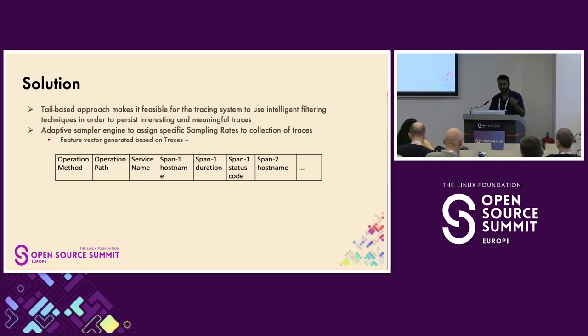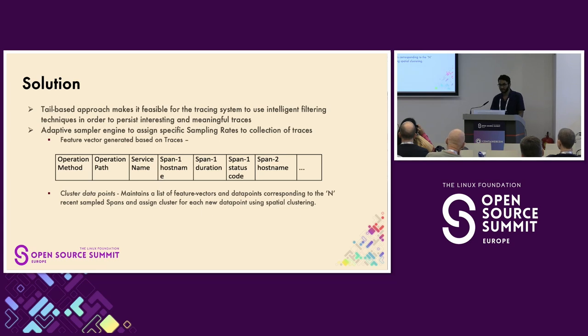There is then the service name, because the cluster or the cluster points are self-aware of which service they are associated with. Then there are span 1, span 2, span 3, n number of span host names, your status codes, the duration of the span, etc. So like this, we have multiple feature vectors that are formed.